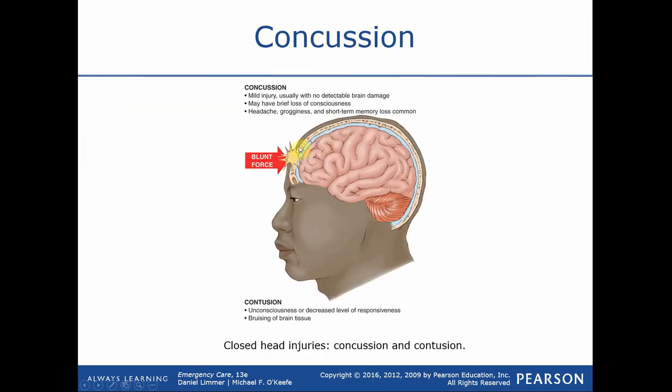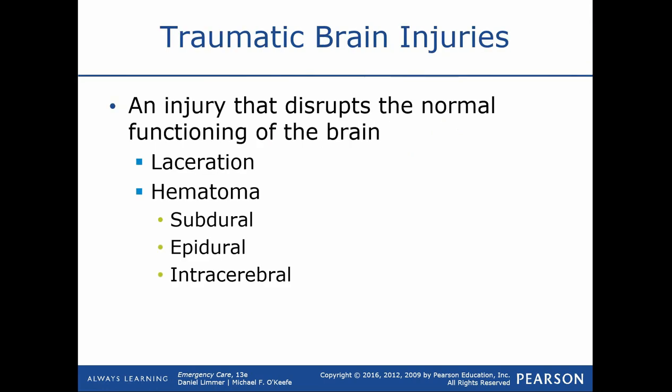So here's your blunt force again, right? This would be your coup injury, and then as the brain rockets back to the opposite side, that would be your contrecoup injury. So we do have what's called a TBI, traumatic brain injury. You'll actually see patients that tell you that they have a history of TBI, and that TBI could be mild or severe. The patient could have permanent neurologic deficits as a result.